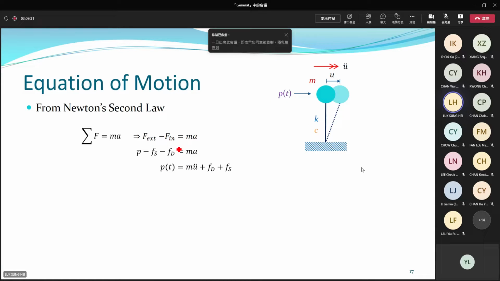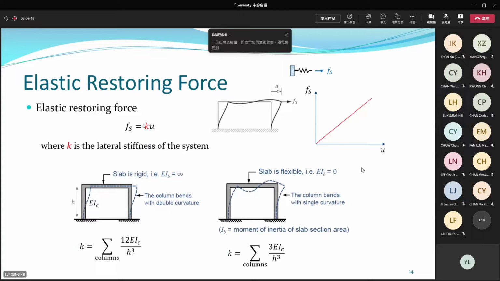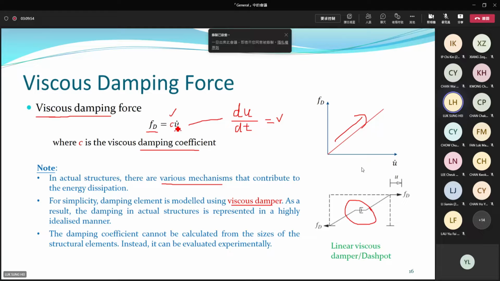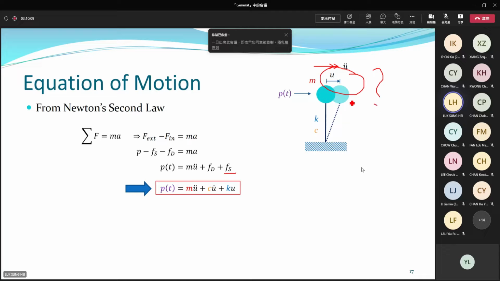Let me change the expression a little bit. Move Fs and Fd to the right hand side of the equation. So it becomes P equal to m u double dot plus Fd plus Fs. What is Fs? Hooke's law. On the previous page, Fs equals K times u. What is Fd? According to this viscous model, Fd equals C times u dot. So I just do a simple substitution. This gives us our equation for dynamic problems. If you want to know the response of these structures under applied loadings, your task is to solve this equation.